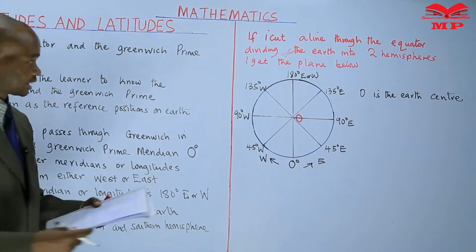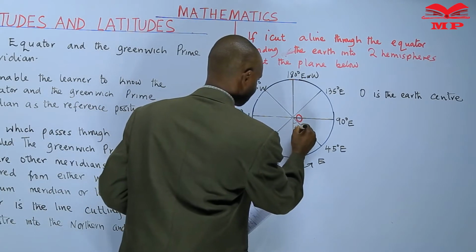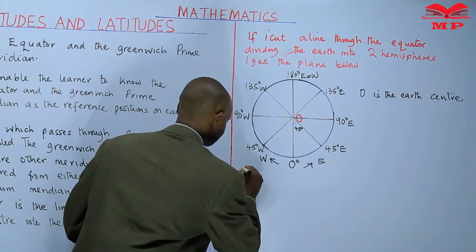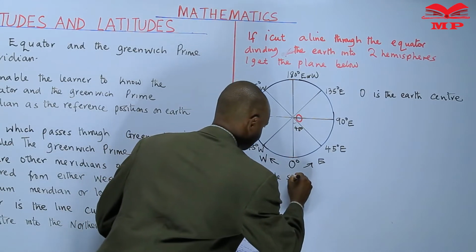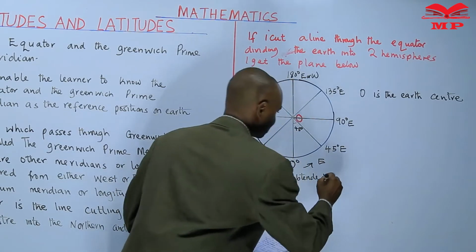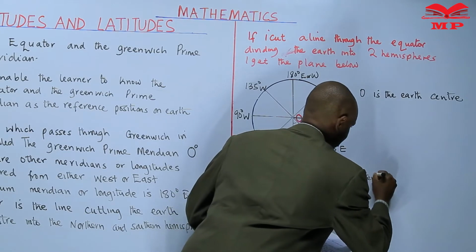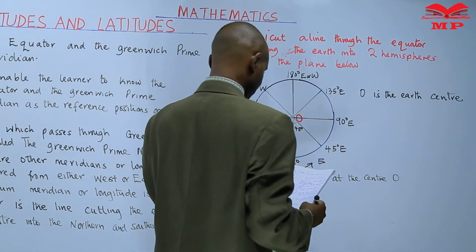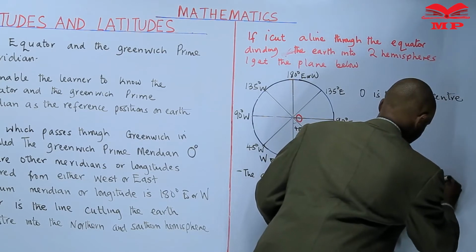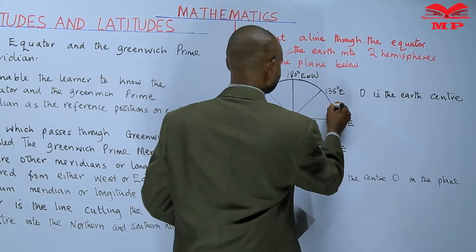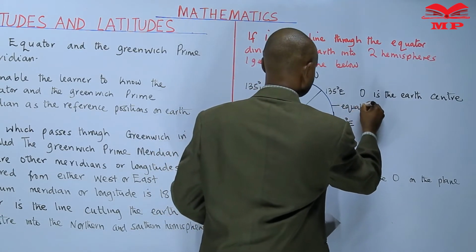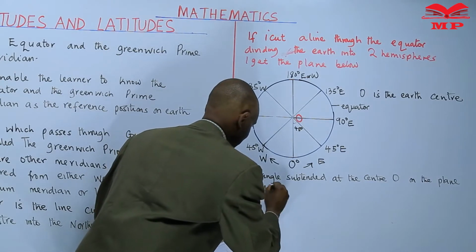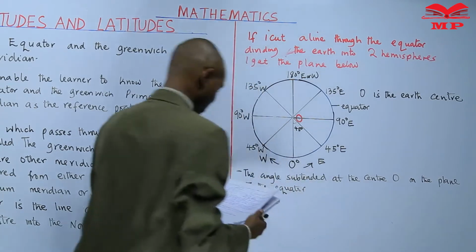So the angle subtended at the center, you find this one is 45 degrees. It gives that meridian, Lana. So the angle subtended at the center or on the plane of the equator. As I talk, I've actually just cut through the equator. So this is the equator. As you saw, the equator goes round on the plane of the equator.